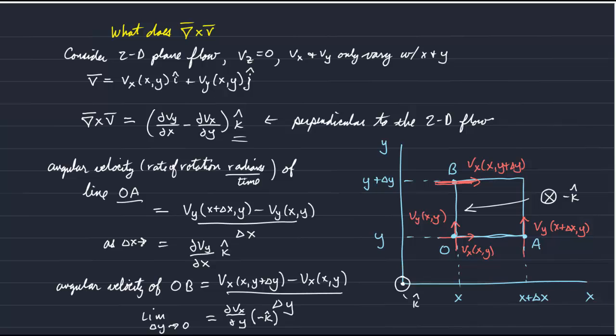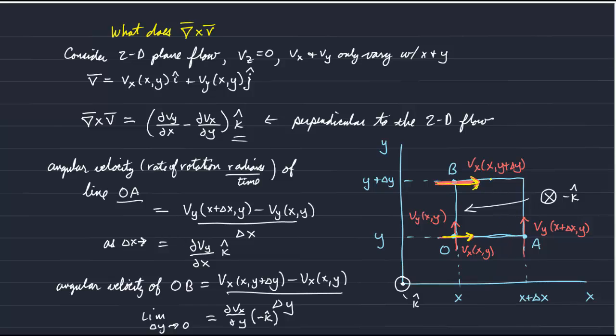I'm just realizing maybe I should have drawn the horizontal velocity arrows in a slightly different color so you can see what I'm talking about. The yellow arrows are associated with the rotation of B, and the red arrows here are associated with the rotation of line OA.